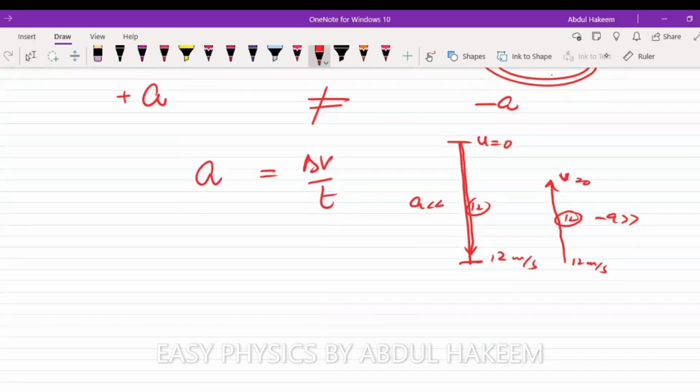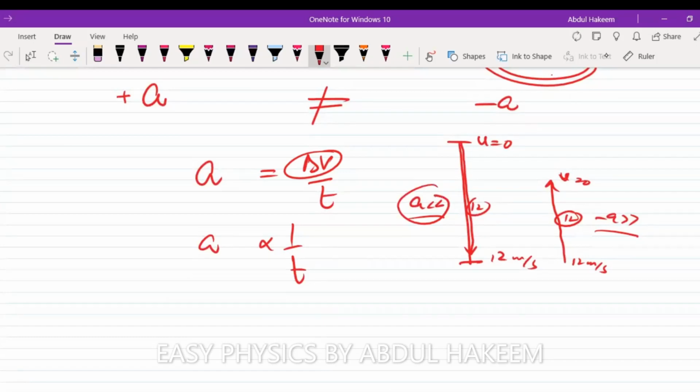Okay, now small acceleration, large retardation, change of velocity same. So acceleration is inversely proportional to t. When acceleration is small, it takes longer time to gain this 12 meters per second. But here the retardation is large, so it takes a shorter time to reach 0 velocity. So the 0 to 12 downward time will be greater, but the upward 12 to 0 time will be smaller due to different resultant forces, different acceleration, different retardation.